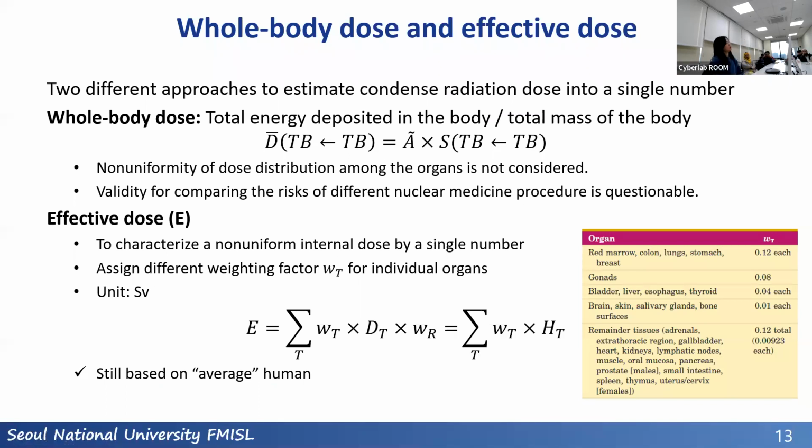So based on these calculations, we can define the whole body dose. But there are two different approaches, as you can see here. The whole body dose is simply using the total body, not really considering the organs or the distributions of the activities. You can just divide the total energy deposition in the body by the total mass of the body. However, it will be a very inaccurate term because the non-uniformity of those distributions is not considered, and it is still questionable.